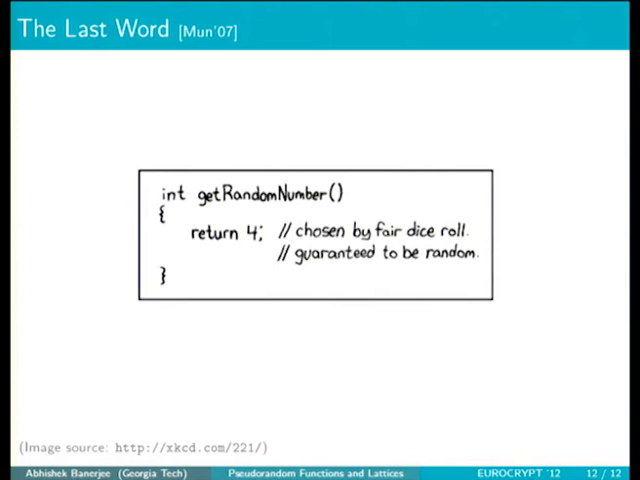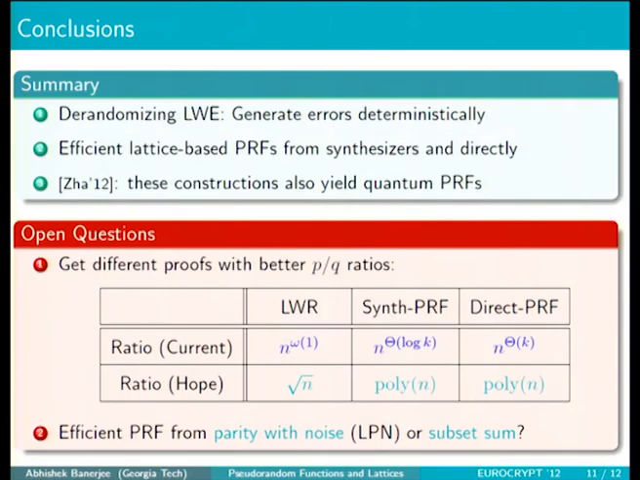And this is probably the best we can hope, because Arora-Ge showed that there's a sub-exponential attack on LWE if you go below square root n. And for the actual PRF constructions, we would want these ratios to be poly n. Also, we would maybe look for efficient PRFs from other learning problems, like learning parity with noise or the subset sum problem. So these are all directions we could look at.